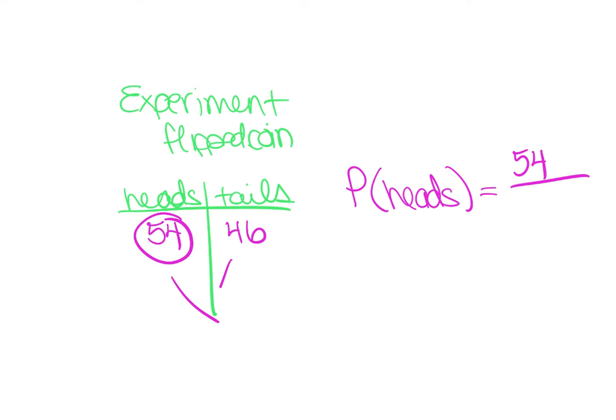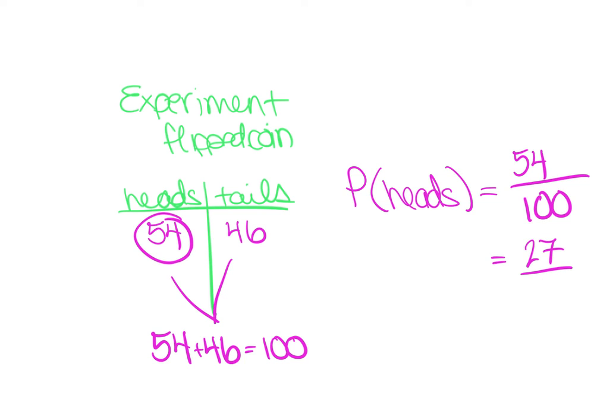Now remember, the total here is all of the flips that we had added together. So if we take 54 plus 46, I find that I had a total of 100 total flips. So I had 54 successful flips out of 100 total flips. Now if I simplify this, I find that my experimental probability simplifies down to 27 over 50.